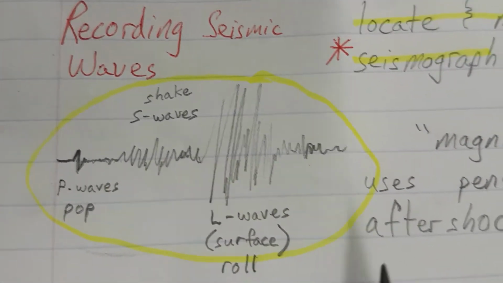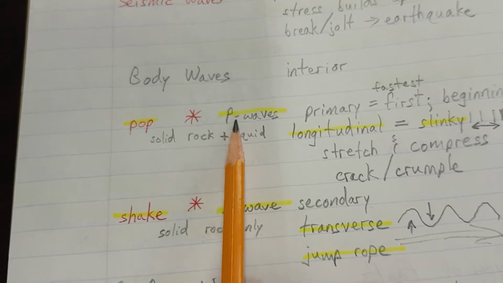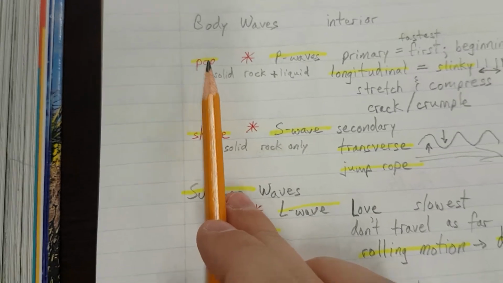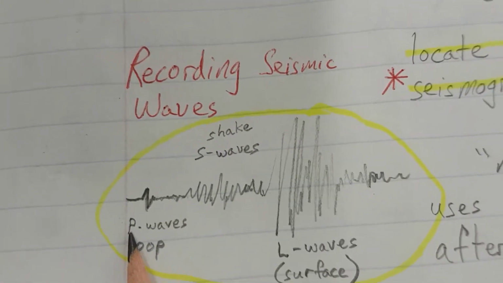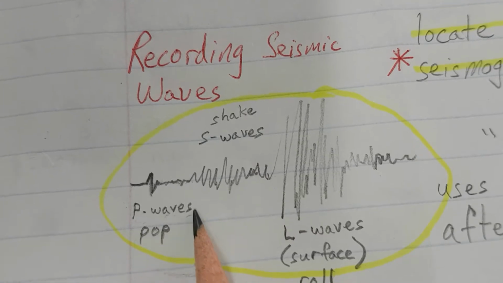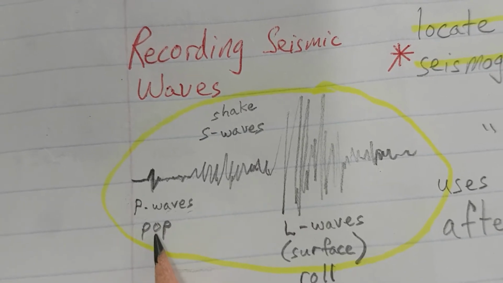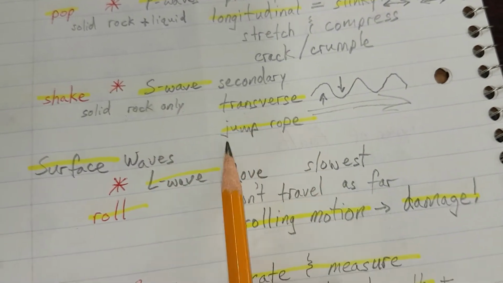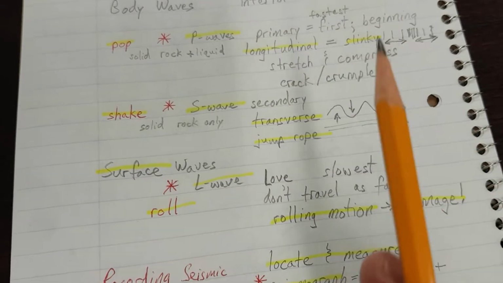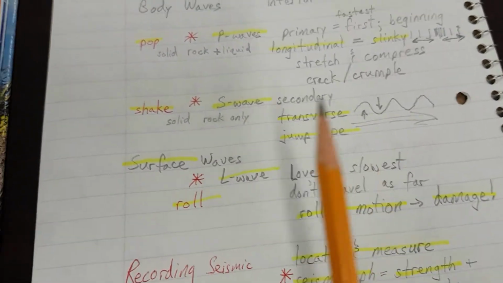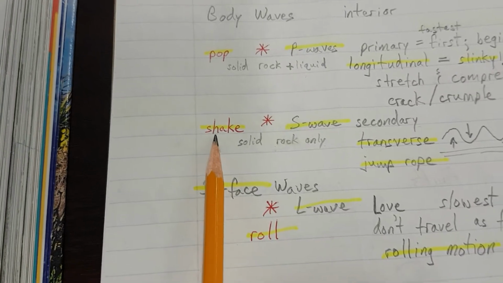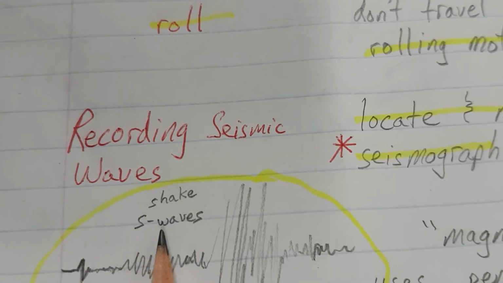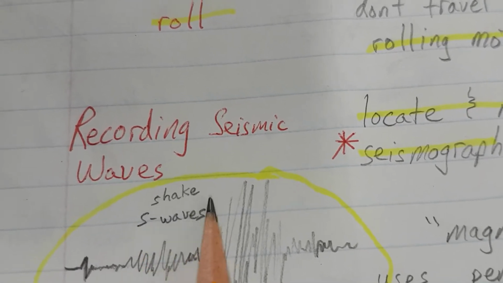Okay, now we're going to label some stuff. So remember, the very first waves to show up are the P waves, and we're going to say pop, because if you feel an earthquake and you feel a sudden pop, that's what it is. So P waves, W-A-V-E-S, pop. P for pop. The next ones that come are the S waves. Remember, those are the ones like the jump rope waving up and down. So it's actually going to feel like a shake when you're on the surface of the earth. It feels like a shake. S for shake. So S waves, capital S dash W-A-V-E-S, shake.